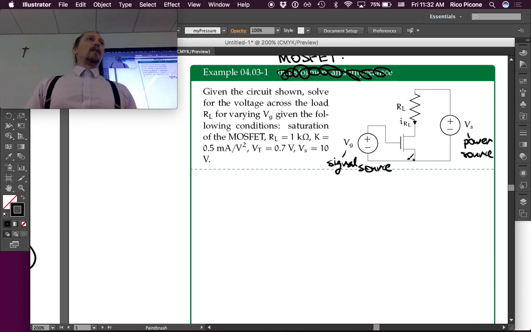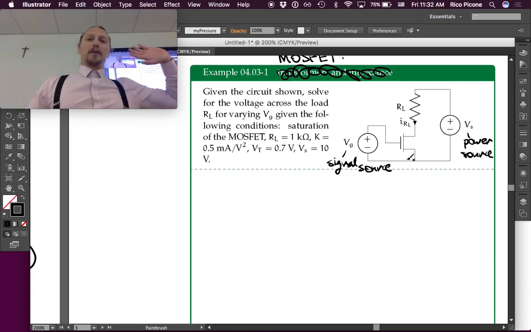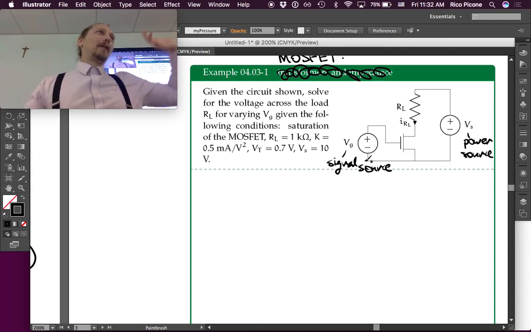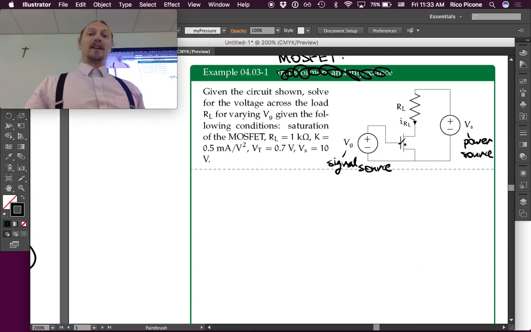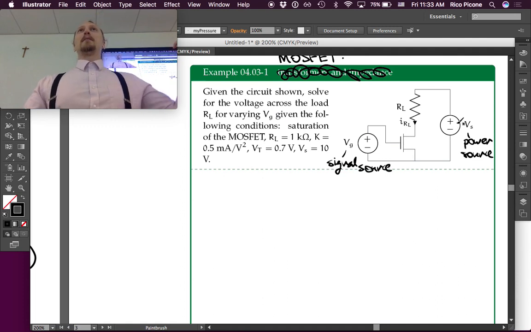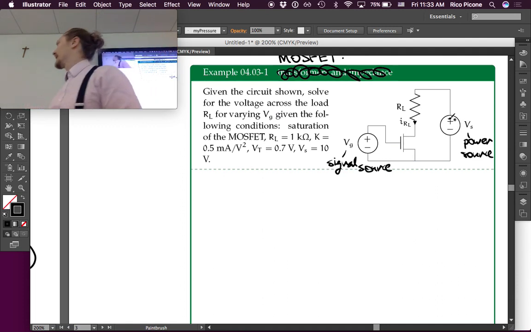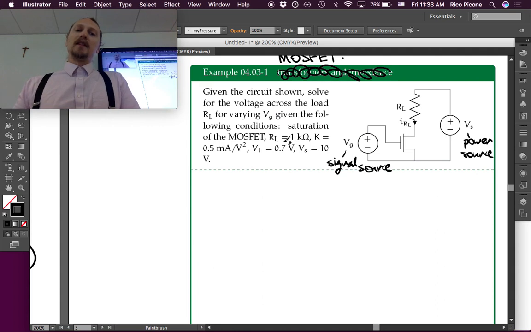So we have two sources. One of them, you can think, is coming from like a microcontroller, like this signal source coming from the microcontroller. It can't really supply much power, but as it's connected here, this gate current is zero, so it doesn't have to supply power, which is nice. But it's going to be controlling this power source, which can supply the power. So that's what we're doing, and we're going to drive it through a resistive load. I gave the resistance of the load, and I gave the K value for the MOSFET and the threshold voltage, and then I said this is a 10 volt power supply, so this is 10 volts.